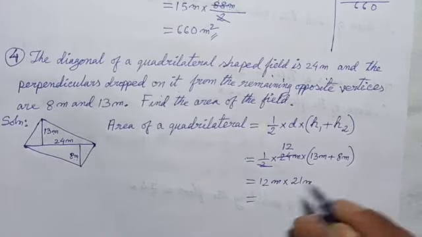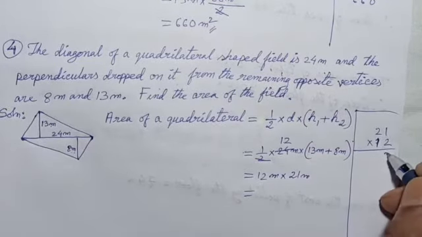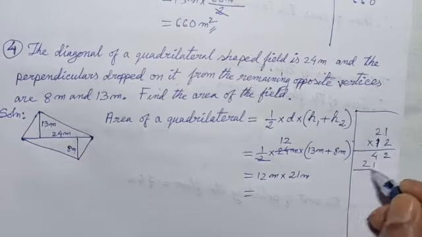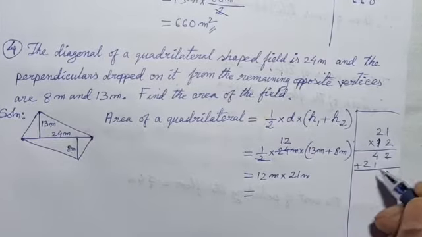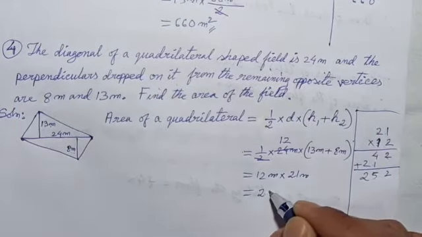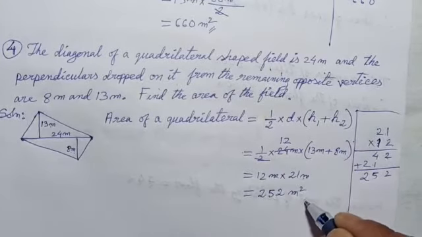Now let us multiply these two. So 21 into 12. 2 1 time is 2, 2 2 are 4, 1 1 time is 1, 1 2 time is 2, then this is 2, add together 4 plus 1 is 5, then 2. 252 is getting. 252 meter into meter is meter square, and this is the answer.